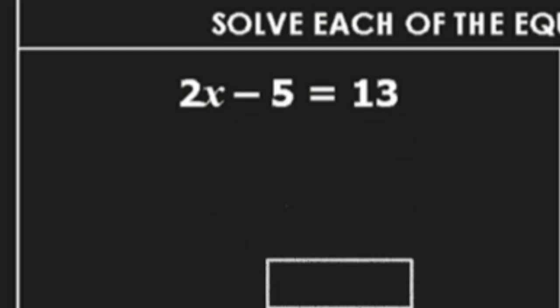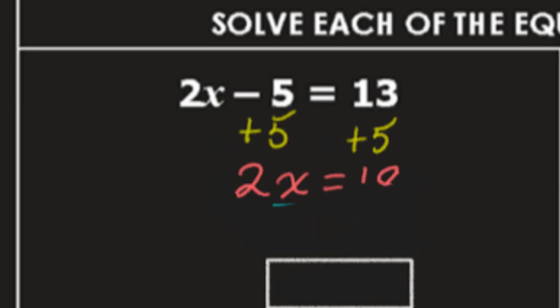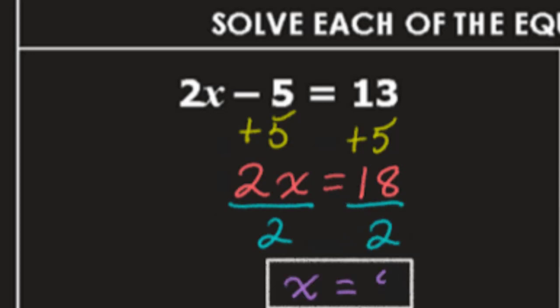To remove the subtraction, we're going to add 5 to both sides. -5 plus 5 is 0, so it cancels. Because we did it on the left, we must do it on the right side of the equal sign. On the left, we now have 2x equals 18. To isolate the x, divide by 2. Divide by 2 on the right, x equals 9.